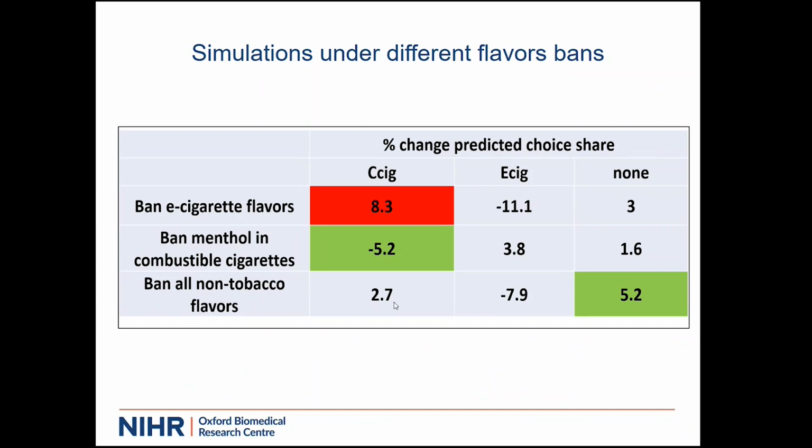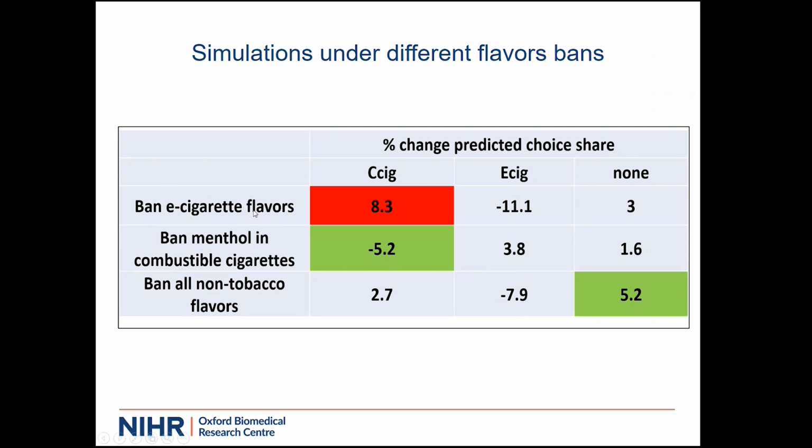Next, of course, we want to get back to our research question. That is, which ban should I implement? Here we can use the model to run a series of scenarios and look at what happens to the market shares of each of those products under different settings. So that's what we're doing here.